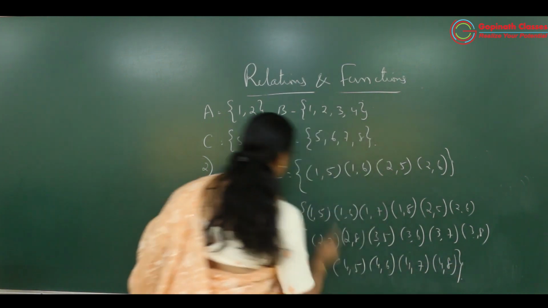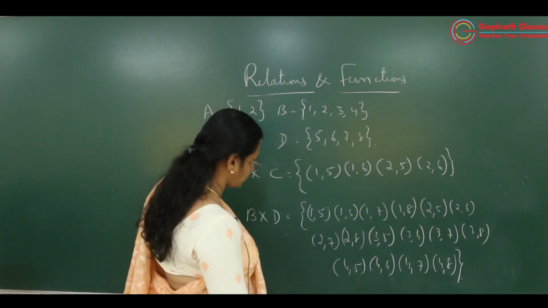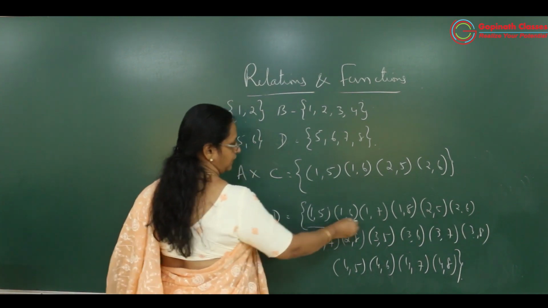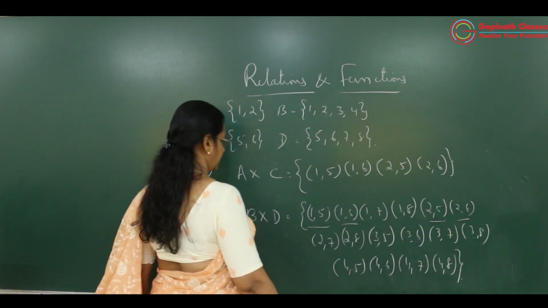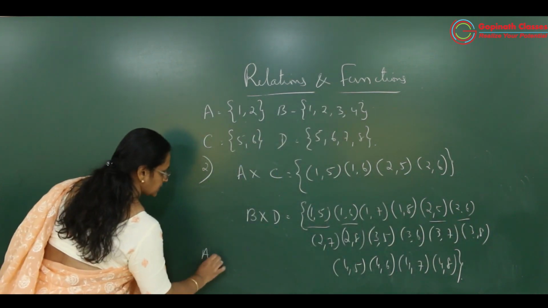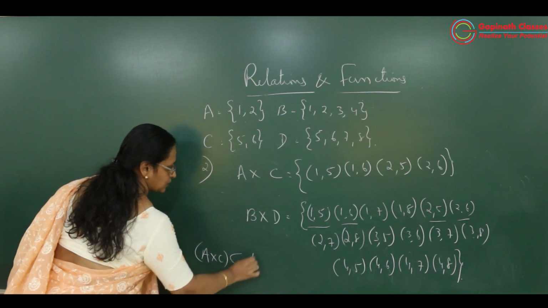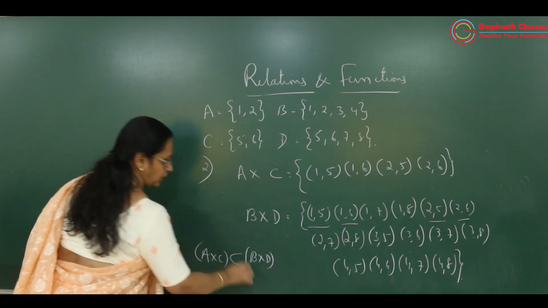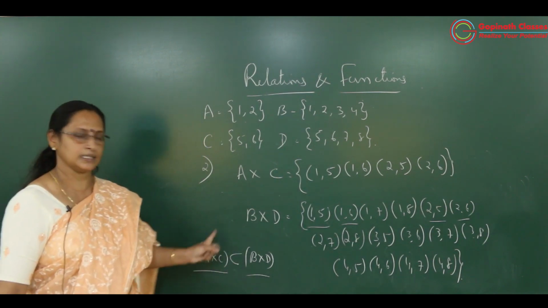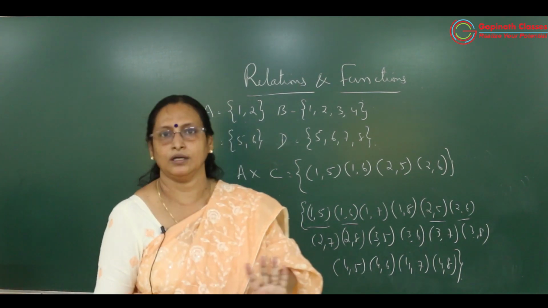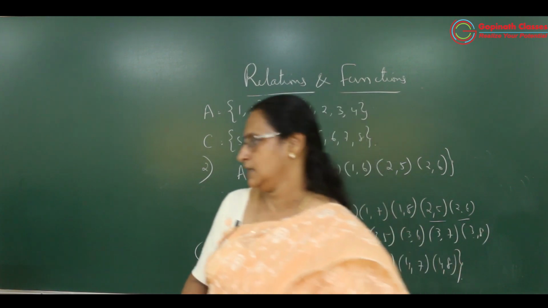Now you see, are these 1, 5, 1, 6, 2, 5, 2, 6 in B cross D? Yes. 1, 5, 1, 6, 2, 5, 2, 6. So we can say that A cross C is a subset of B cross D. All the elements of A cross C are in B cross D. Hope you are clear about these questions till 7.